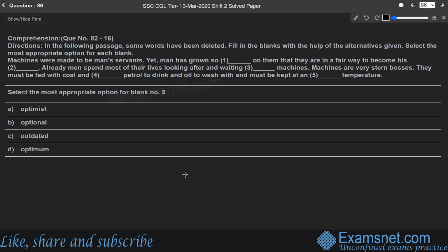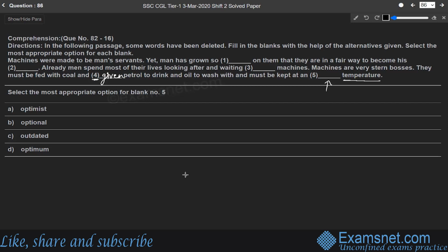In this part of the question, we have to select the most appropriate option for blank number 5. So blank number 5 is present here, right? First, let us have a look at the sentence. The sentence is: they must be fed with coal and fourth blank. In the last question, we have seen that this blank has the word given. So the sentence becomes: they must be fed with coal and given petrol to drink and oil to wash with and must be kept at a blank temperature. So the sentence here is referring to temperature.